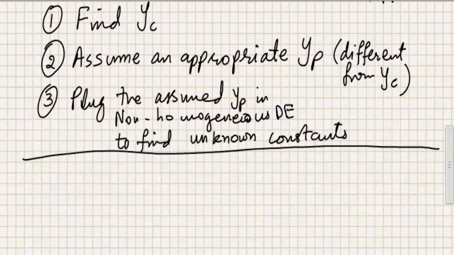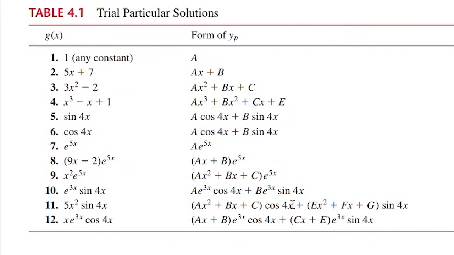This will be an exercise problem, but before I do that, let's have a look at the assumed values of the particular solution, right? So if the right hand side of the differential equation is just a constant value, the assumed particular solution is also an unknown constant, which we will find using a method that we will see later in this video. If the right hand side of the equation g of x is a first degree polynomial, for example 5x plus 7, then the assumed particular solution should be ax plus b.